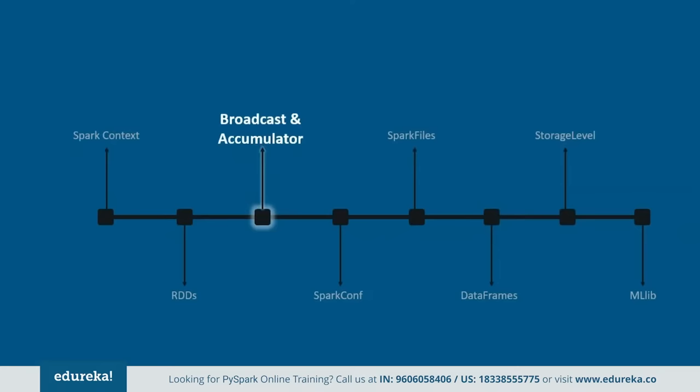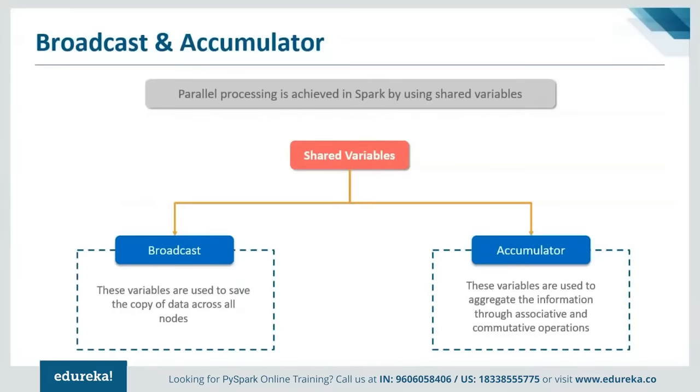Now, the next topic on our list is broadcast and accumulators. In Spark, we perform parallel processing with the help of shared variables. When the driver sends any task to the executor present on the cluster, a copy of the shared variable is also sent to each node of the cluster, thus maintaining high availability and fault tolerance. This is done in order to accomplish the task. Apache Spark supports two types of shared variables: one of them is broadcast and the other one is the accumulator. Broadcast variables are used to save a copy of data on all the nodes in a cluster, whereas the accumulator is a variable used for aggregating the incoming information via different associative and commutative operations.